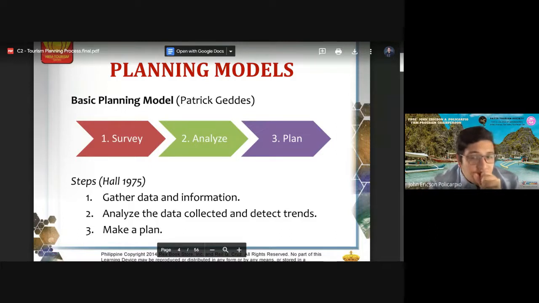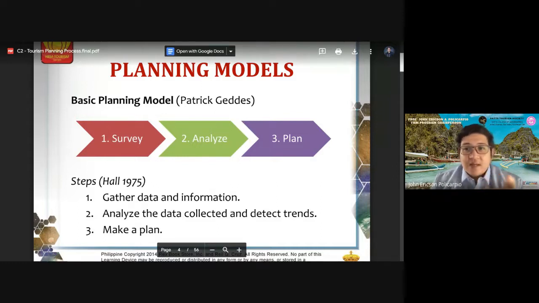After that, it was analyzed. Step 2 of Patrick Geddes was changed into the analysis of data collected and detecting trends. According to Hall, we also have to detect trends. In terms of analysis, we don't just focus on the current situation, but also on historical data, because historical data tells us what the future outlook would look like. It depends on the trends. That's how we do forecasting, and forecasting is part of your planning process.